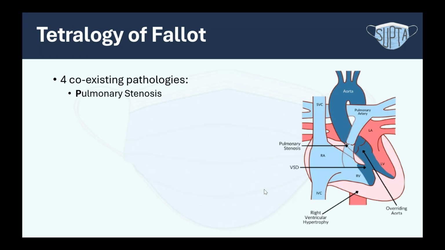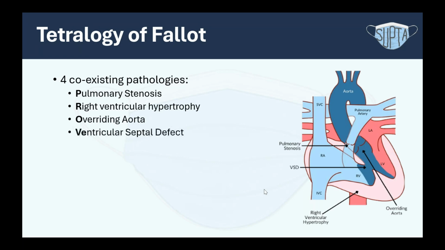That is exactly what you see as the second feature of tetralogy of Fallot, and that is right ventricular hypertrophy. So because the right ventricle has to squeeze a lot harder to send blood through and overcome the pulmonary stenosis, you're going to notice right ventricular hypertrophy. Now, the third and fourth pieces of TOF are an overriding aorta, which I will tell you about in just a second, and also a ventricular septal defect, or VSD. So usually the septum that separates the right and left ventricle is continuous, but in a VSD the continuity is lost, and hence there is communication between the right ventricle and the left ventricle.